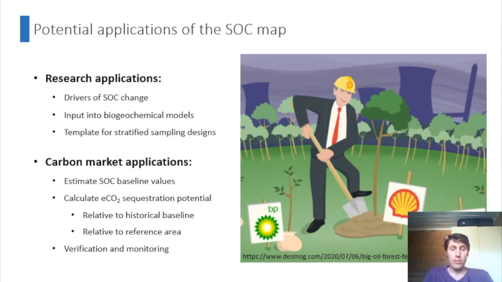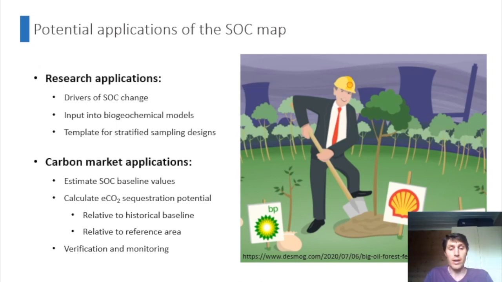It can also be used to potentially calculate carbon dioxide equivalence and the sequestration potential of a piece of land, both by comparing a piece of land to its state in the past and identifying a trajectory of where it's likely to go in the future, and also comparing a piece of land to a reference area or a quote-unquote pristine area nearby.